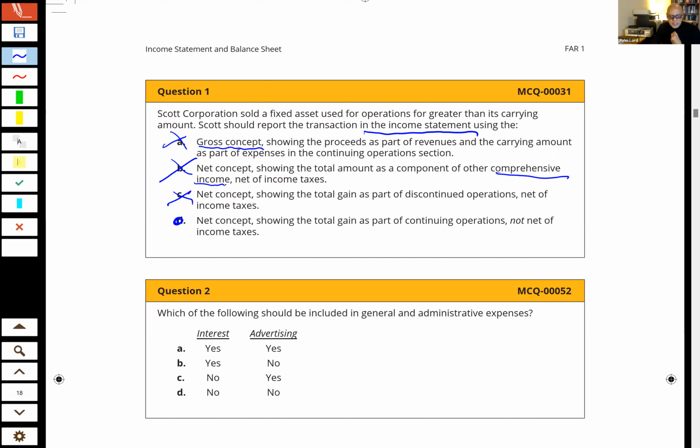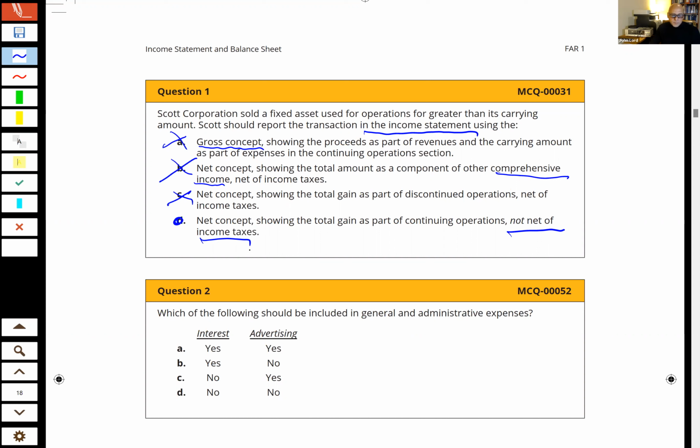So now we're left with D, net concept, showing the total gain as part of continuing operations. Operating items, revenue and expenses, non-operating items, gains like this, and losses, that then constitutes our operating income. And then again, we wouldn't have discontinued operations necessarily, and that would give me my income from continuing operations. And then we would show our tax as a separate section. So we do not show it net of tax. Tax is its own separate section on the income statement.